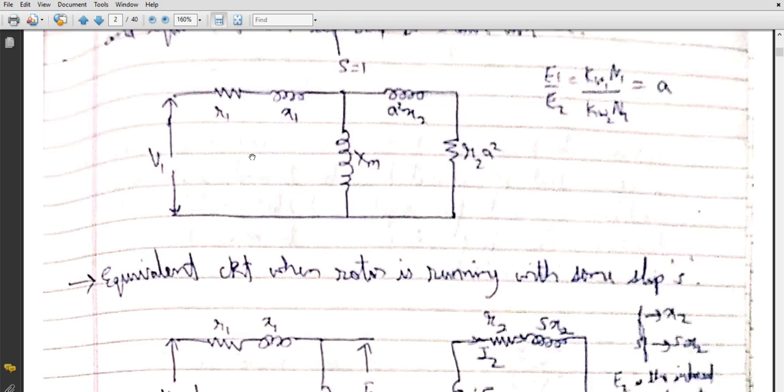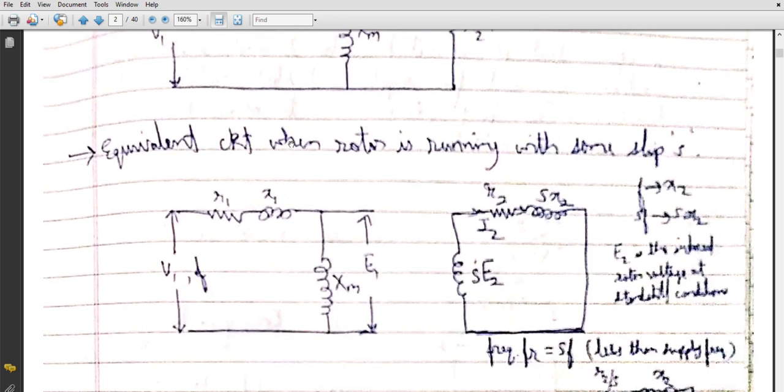Why? Because when the rotor was stationary, the frequency of the stator, meaning the primary side, and the frequency of the rotor, meaning the secondary side, were the same. Why was the frequency the same? Because the rotor was stationary, slip was equal to 1, so the rotor frequency was also the supply frequency. When the frequency was the same, the ratio of E1 and E2 was constant. Whenever the E1 and E2 ratio is constant, only then can you join the primary and secondary sides.